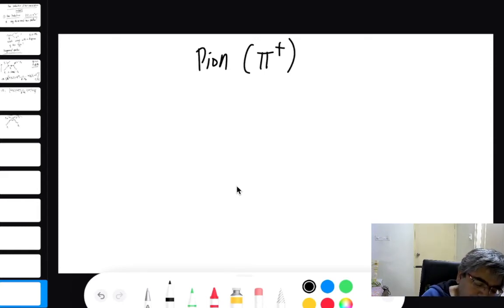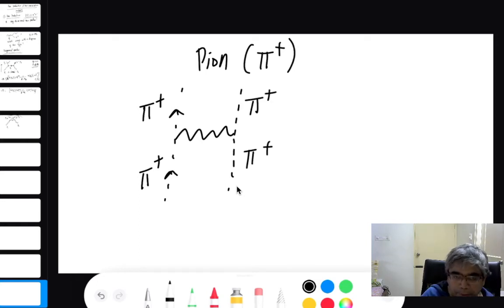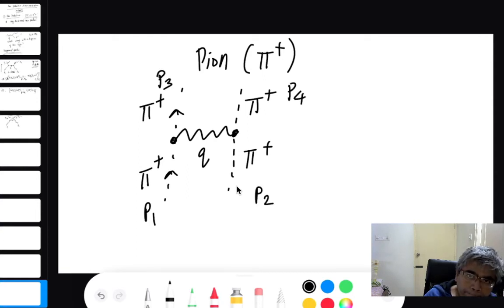So the first one would be charged pion scattering. Pions are scalars, and scalars are always drawn as dotted lines. So charged pion scattering on another charged pion is equivalent to Moller scattering in the other case, but there is a Q here. Let me represent P1, P2, P3, P4. Now the coupling also depends on P3 minus P1, and the propagator of the photon also depends on P3 minus P1.